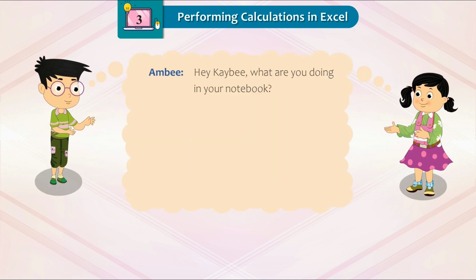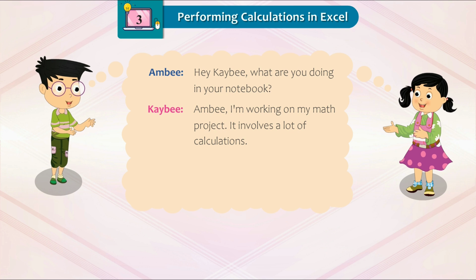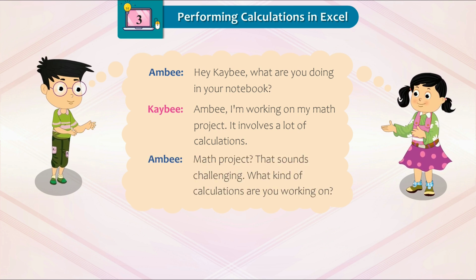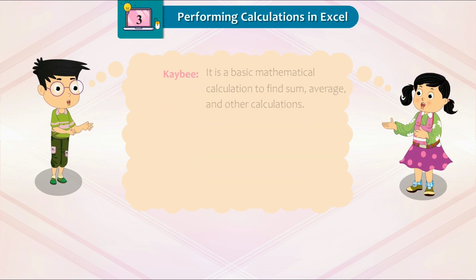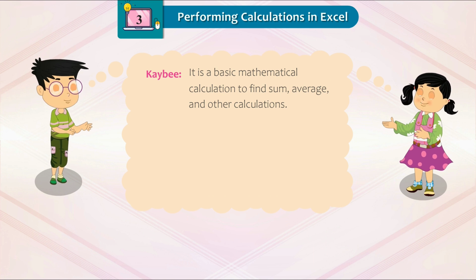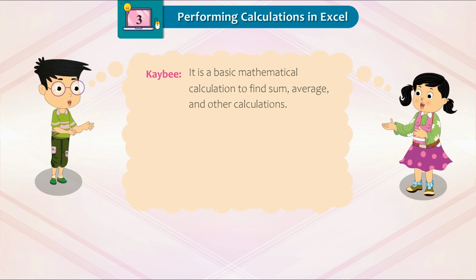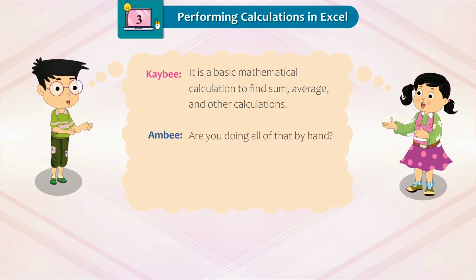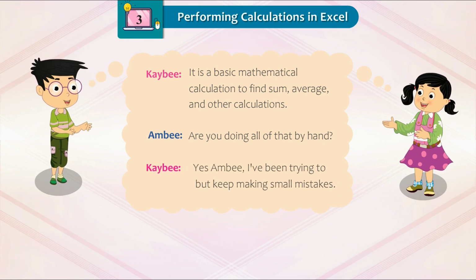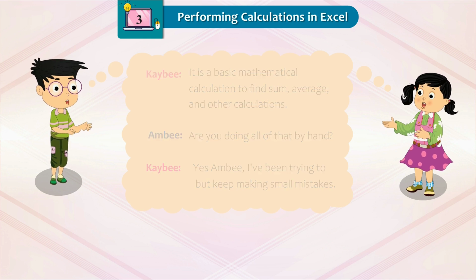Ambi: Hey KB, what are you doing in your notebook? KB: Ambi, I'm working on my math project. It involves a lot of calculations. Ambi: Math project? That sounds challenging. What kind of calculations are you working on? KB: It is a basic mathematical calculation to find sum, average and other calculations. Ambi: Are you doing all that by hand? KB: Yes, Ambi. I've been trying to, but keep making small mistakes.